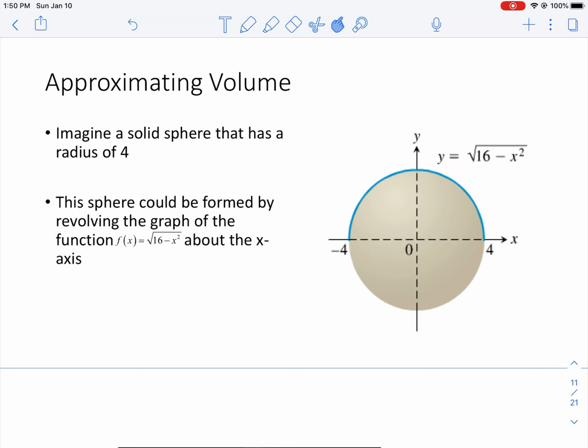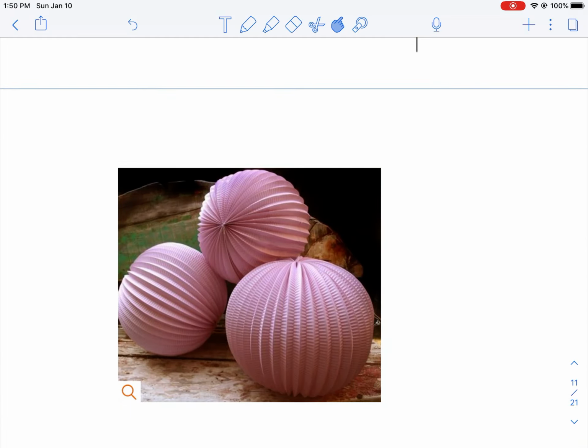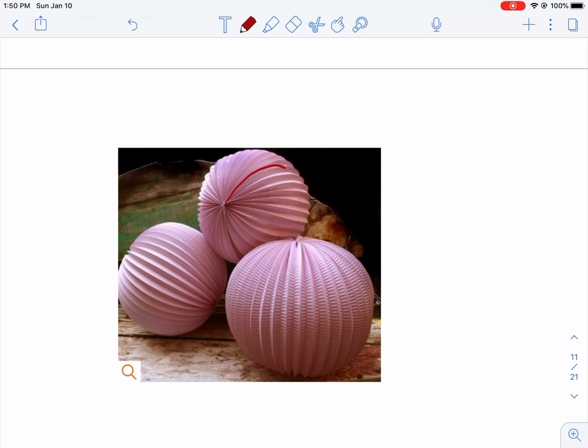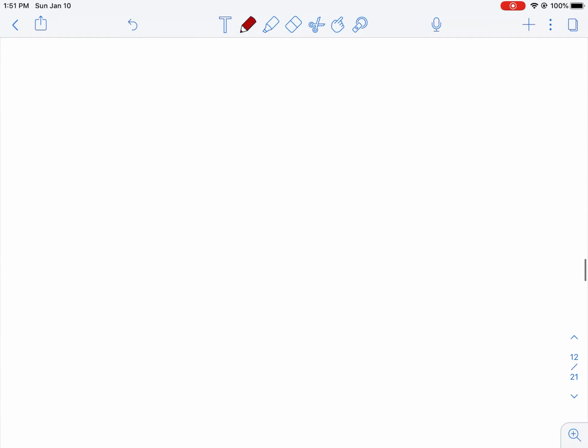So let's say I had this blue curve that is represented by y equals the square root of 16 minus x squared. What's happening is that we're taking this curve and rotating it around the x-axis all the way back around. I've inserted this picture because it always makes me think of a decoration like this, where I imagine taking one of these curves that goes from here to the other side, and if you rotate it around, you're creating in its wake a three-dimensional sphere. So this is creating a sphere by revolving this function around the x-axis.